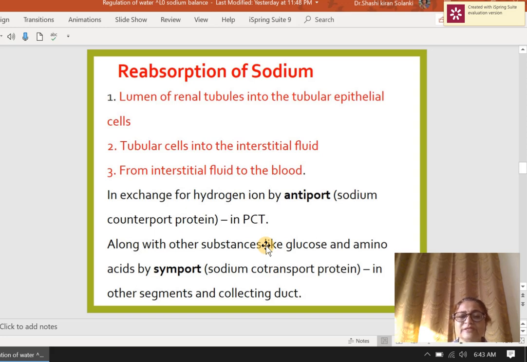These antiports and symports are plasma proteins. Antiports move molecules in opposite directions. Symports move them in the same direction. These are proteins found in our plasma membrane, and they are responsible for the exchange of ions.